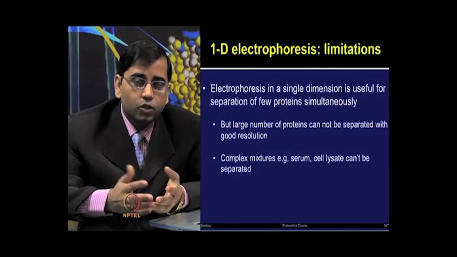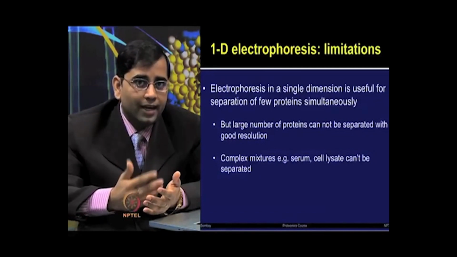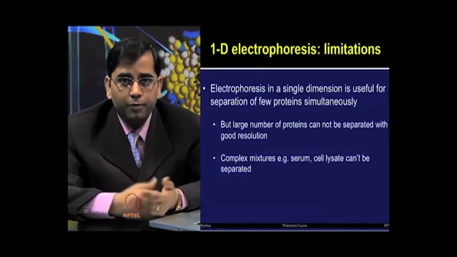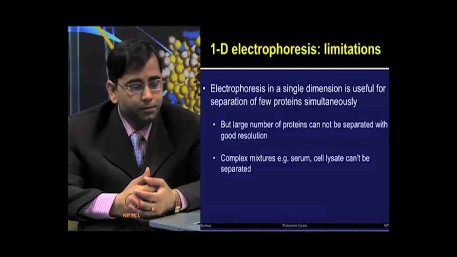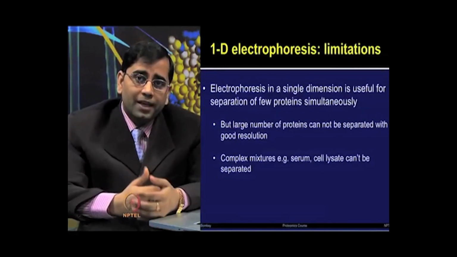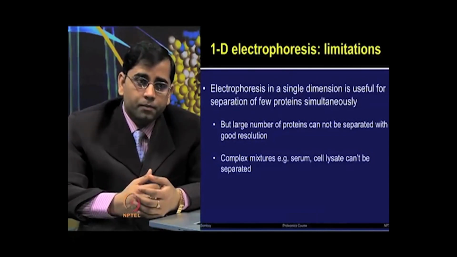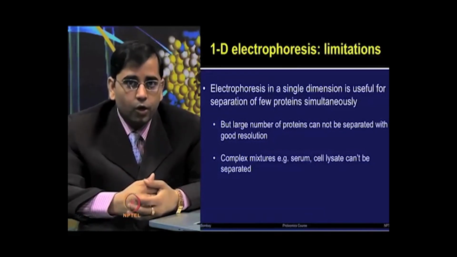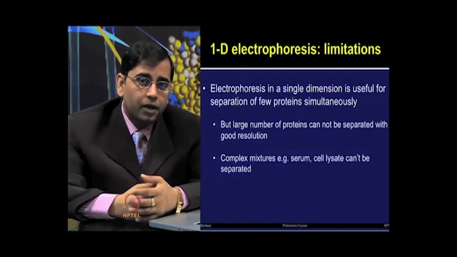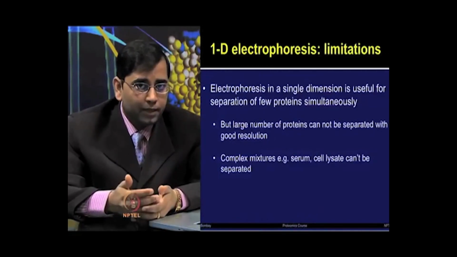But when you are studying a complex mixture, then two-dimensional electrophoresis, DIGE, or different types of mass spectrometry based methods will be more useful. If you have very complex samples like cell lysates or serum, then separating those and comparing different types of samples on SDS-PAGE may not be a very good way. In that case, you should apply different methods.